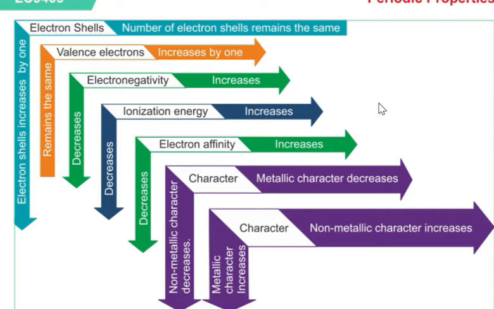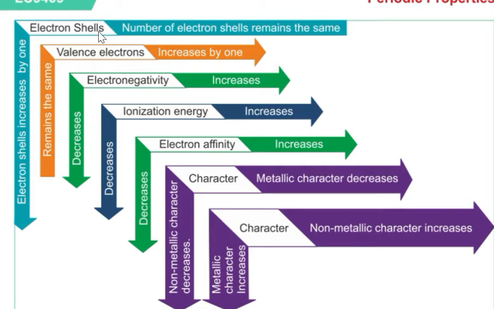Today we are going to discuss periodicity, the different properties inside the periodic table, and what the trend in the periodic table is when you go across the period or down the group. I've chosen some very important properties from the periodic table. The first one is the electronic shells.